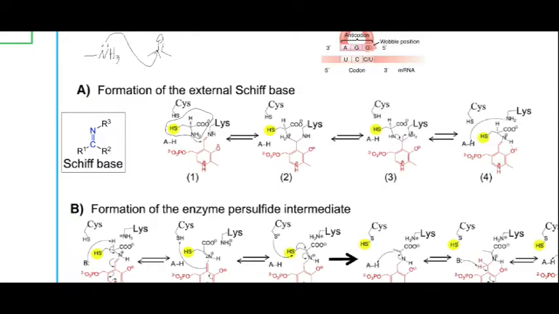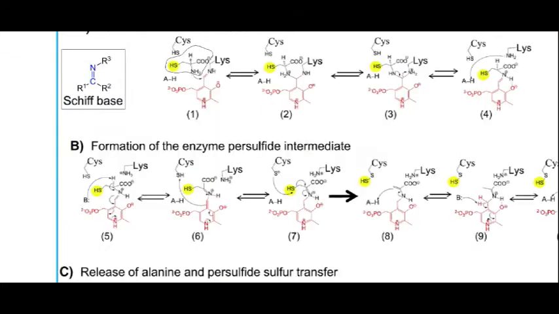So that is the formation of the Schiff base of the cysteine with the vitamin B6. Then the formation of the enzyme persulfide intermediate. So now after that lysine has extracted hydrogen off of this right here, it is now being used as a base to actually extract this hydrogen off of here.